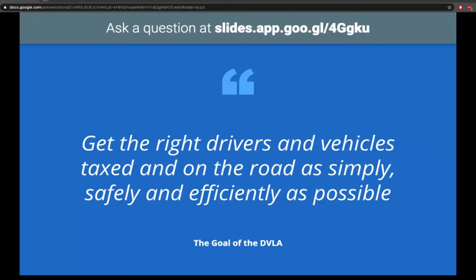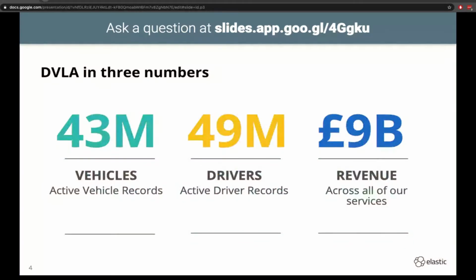We were established in 1965, and that's the reason why we were established. I'm not going to go into too much detail about other numbers, but just three numbers about the DVLA. Again, lifted off Matt Lewis's presentation. 43 million vehicle records we look after. We are responsible for the accuracy of those records. The same for accuracy of the driver's records. You've got 49 million of those. And we're responsible for about 9 billion of revenue across all of our services.